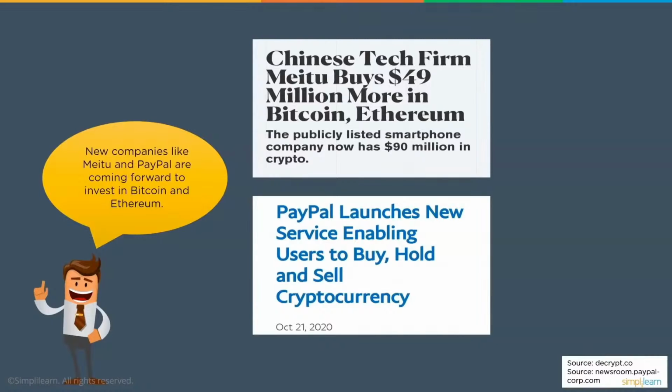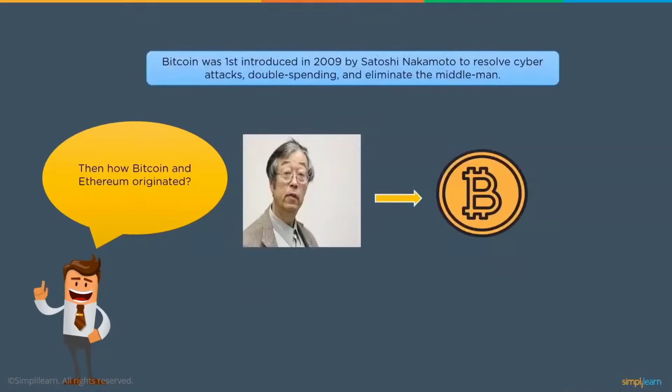Well, before moving any further, let's have a quick look at how Bitcoin and Ethereum originated and made a benchmark in the economic system worldwide. Bitcoin was first introduced in 2009 by Satoshi Nakamoto to resolve cyber attacks, double spending, and eliminate the middleman between the transaction. It led the first revolution of digital money, which enables transparent and decentralized peer-to-peer transactions.